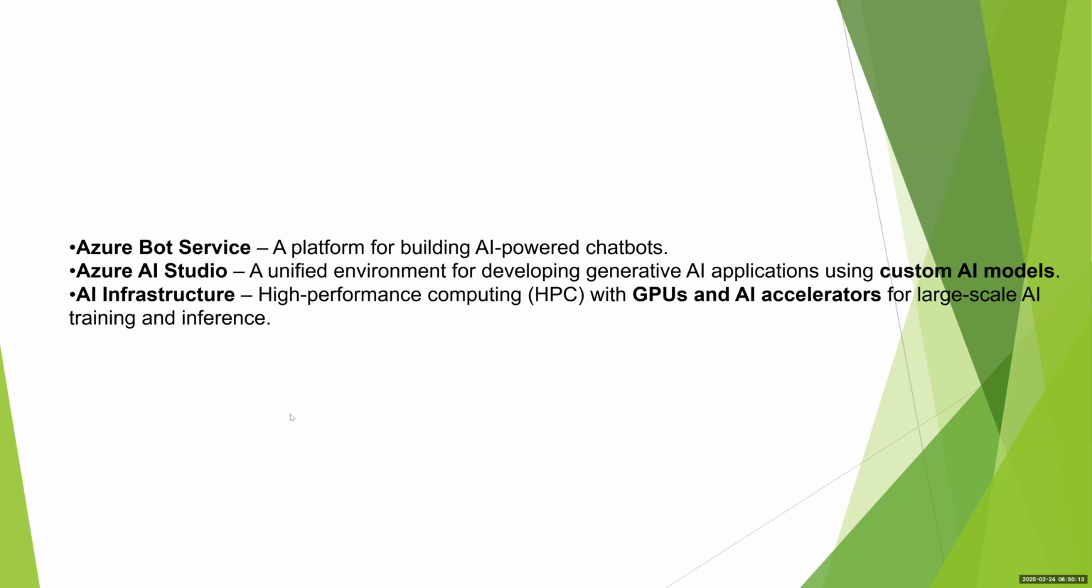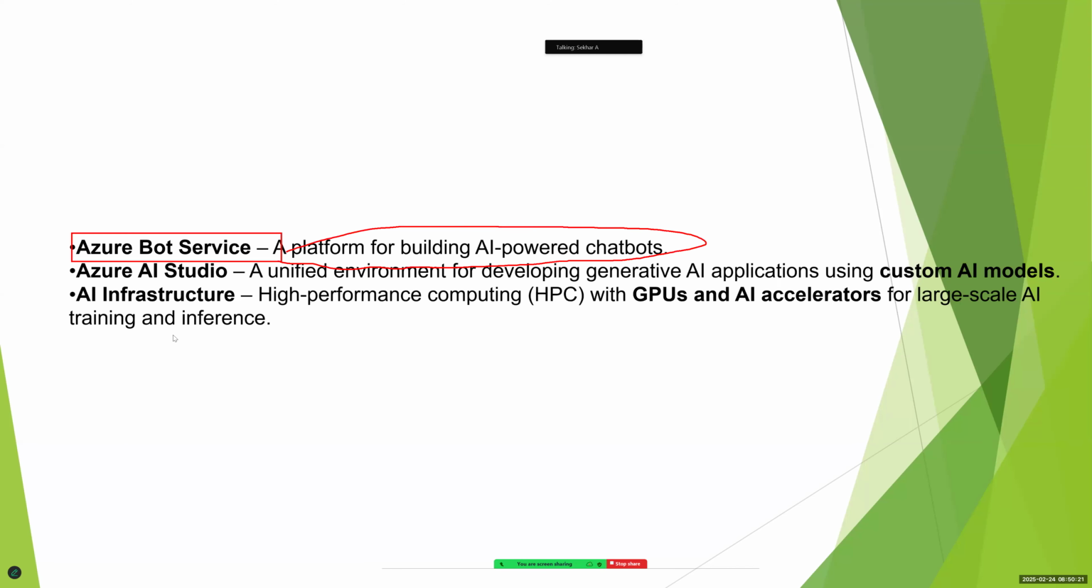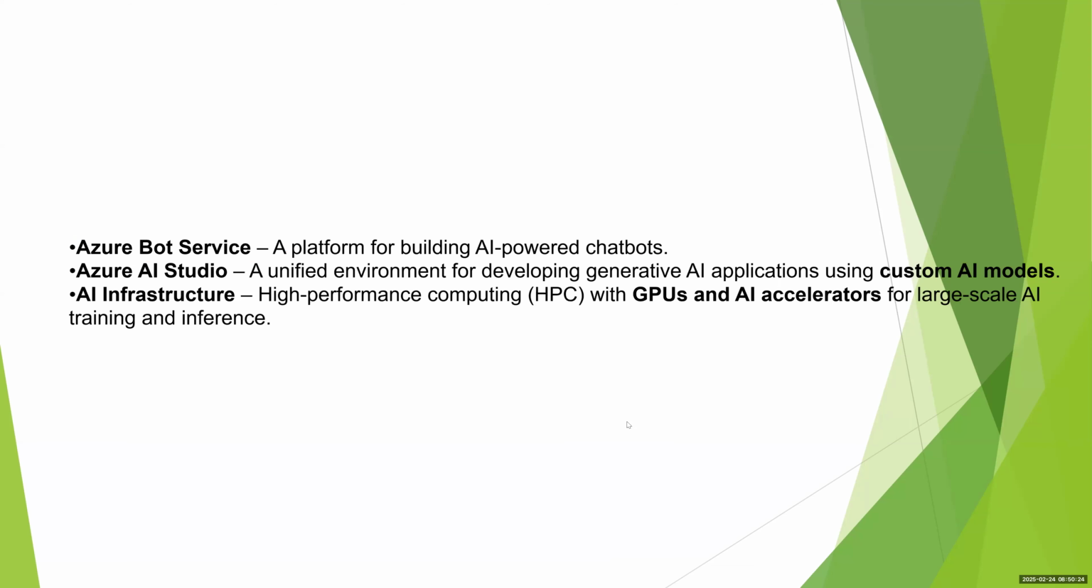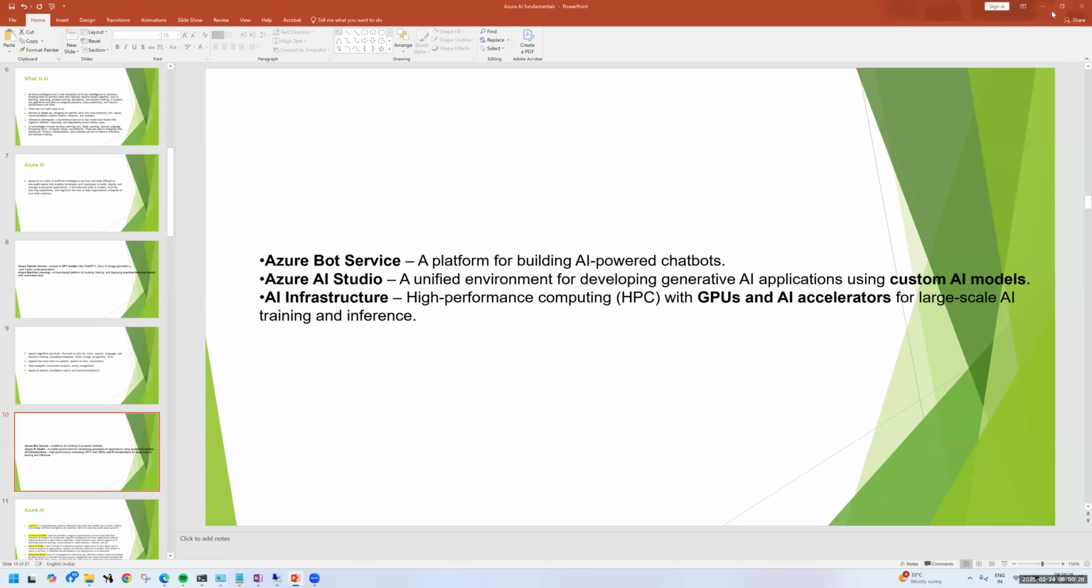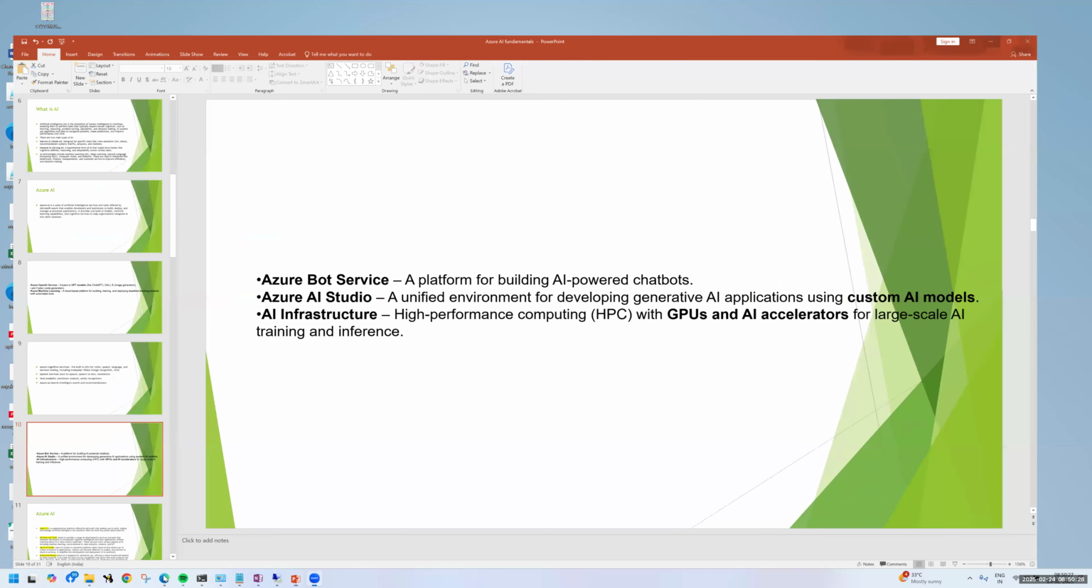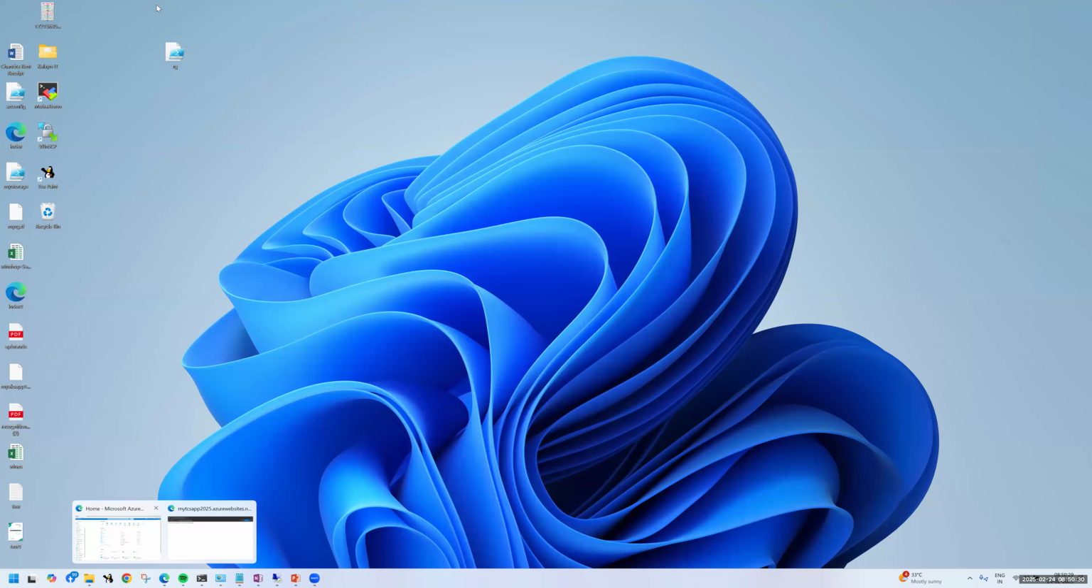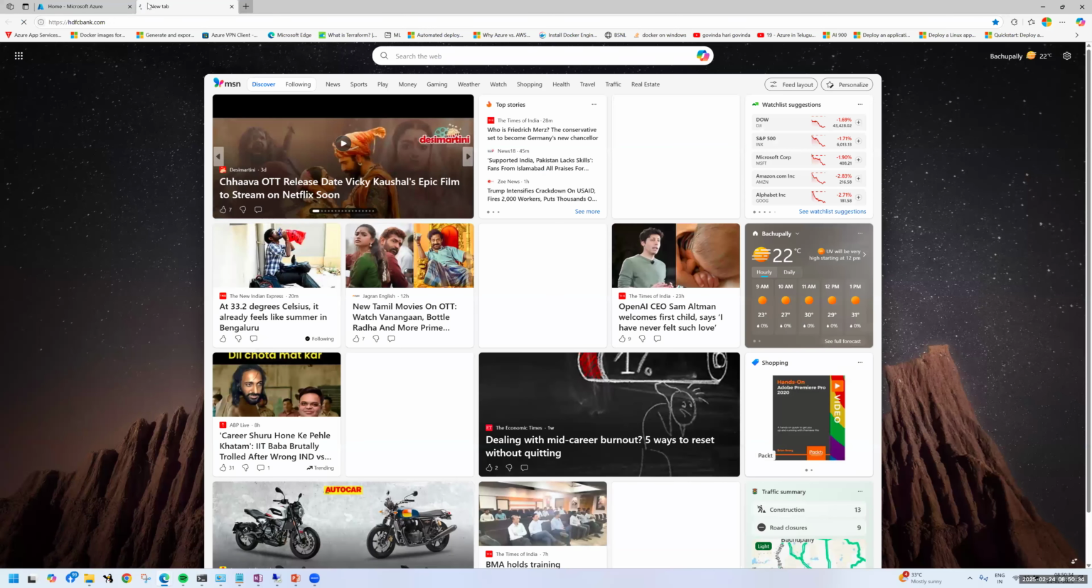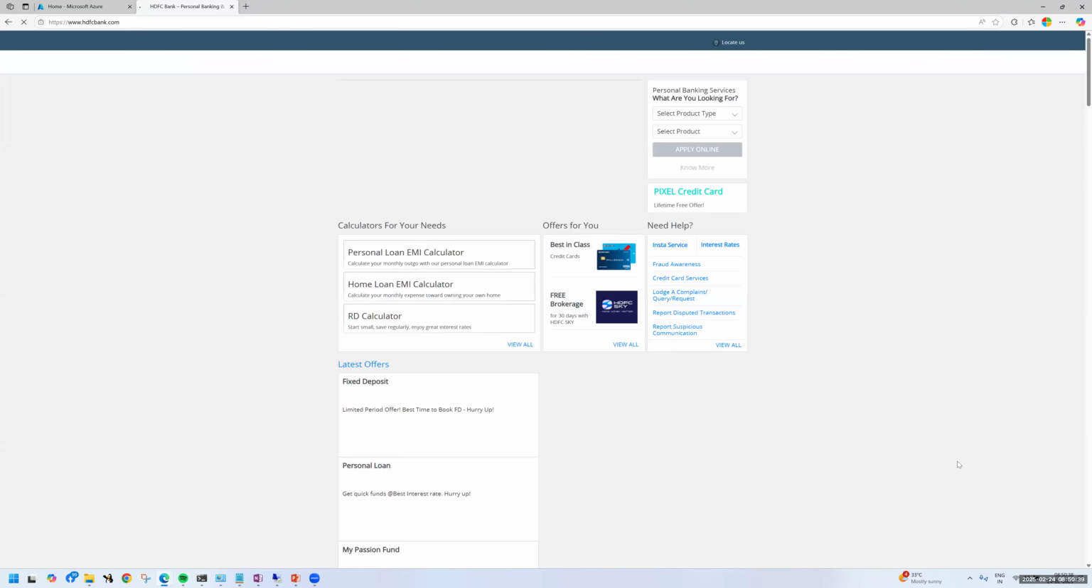Clear. Next, Microsoft also provides Bot Services, a platform for building AI chatbots. You know, right? Bot Services are very popular. That is why people think all call center jobs will vanish very soon. HDFC has implemented this, and it is our Azure chatbot only that they have integrated.